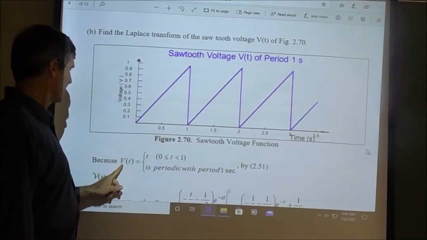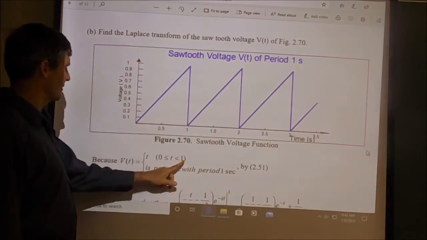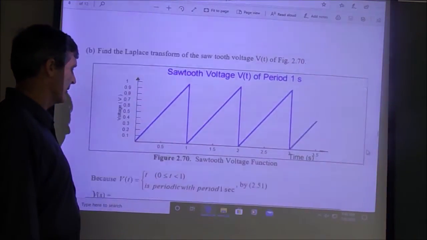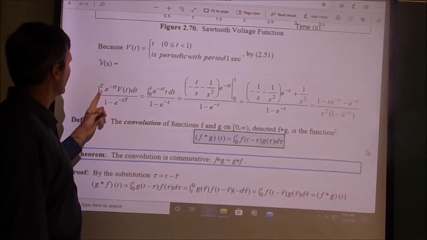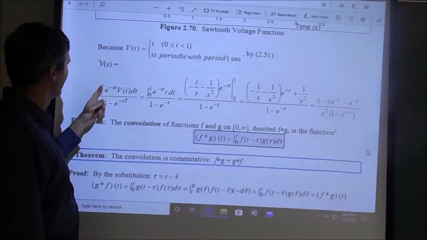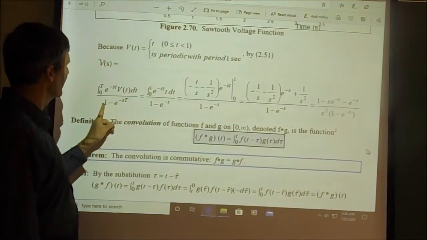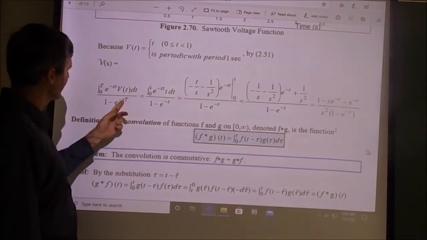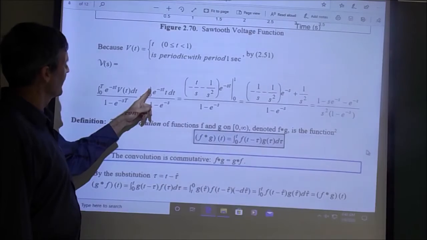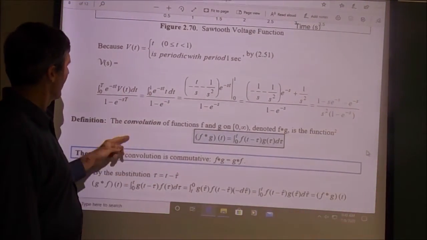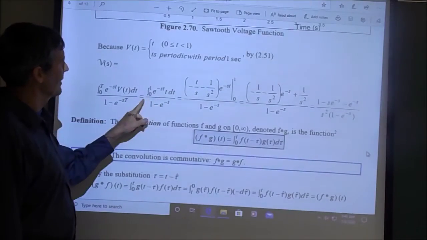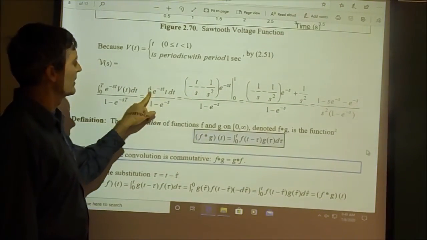So, because f of t is equal to t on 0 to 1, and it is periodic with period 1, we can say that the Laplace transform V of s is the integral from 0 to the period of e to the minus st v of t dt, over 1 minus e to the minus sT, where T is the period. Put in 1 for the period, put in v of t equal to t, and put in, again, T for the period here, and we've got this. It's just a matter of doing this integral.